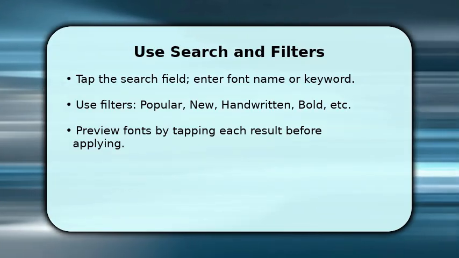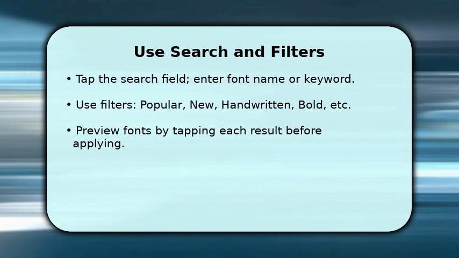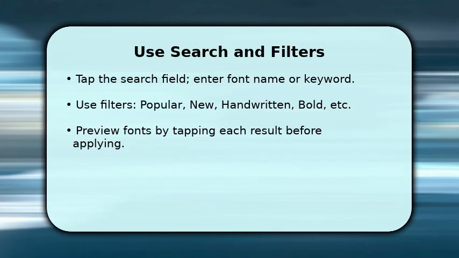Once results appear, use built-in filters like popular, new, handwritten, or bold to refine choices by style or recency. Tap any font in the list to preview it on your selected text. This shows spacing and weight in context. If you want similar styles, scroll to the end of results for recommendations.